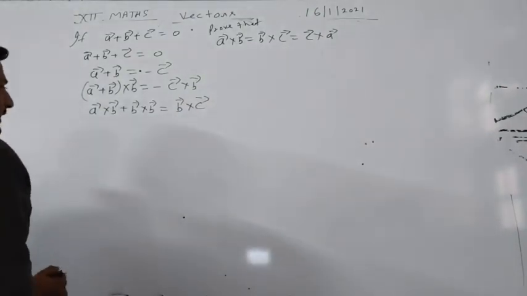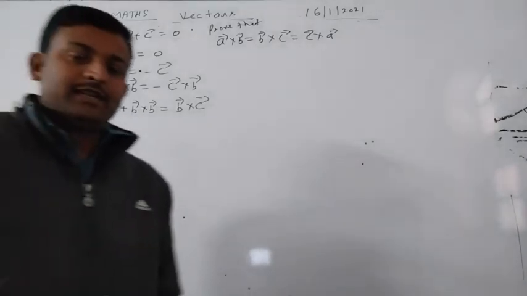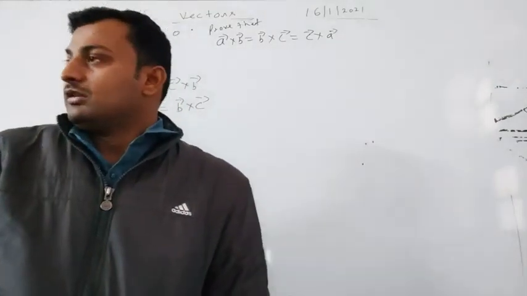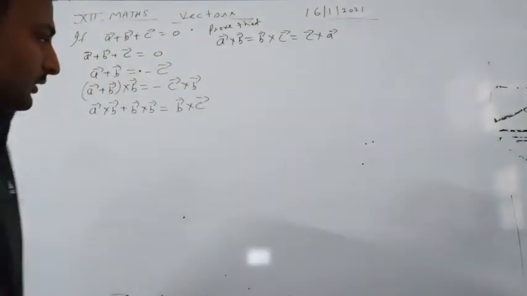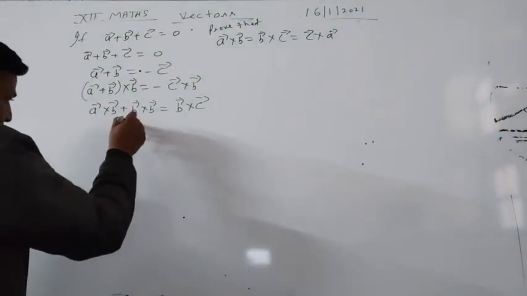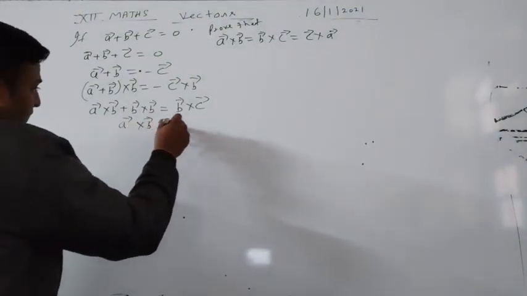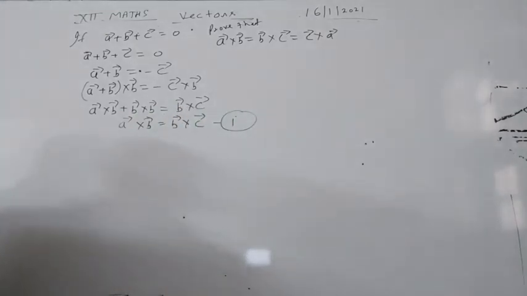Now we see, student, that you know i cross i is 0, j cross j is 0, k cross k is 0. So here B cross B is 0. So we get A cross B is equal to B cross C. This is equation number one.